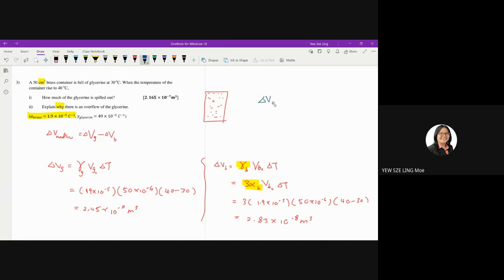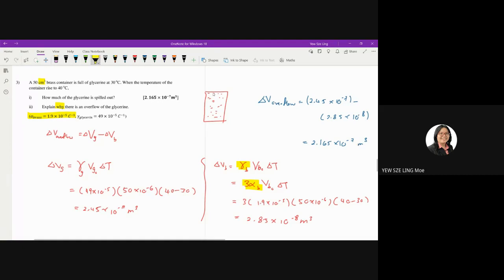Now that you have both delta Vg and delta Vb, you can then calculate the overflow. So the overflow is equal to 2.45 times 10 to the power of -7 minus 2.85 times 10 to the power of -8. So it is equal to 2.165 times 10 to the power of -7 meter cube.